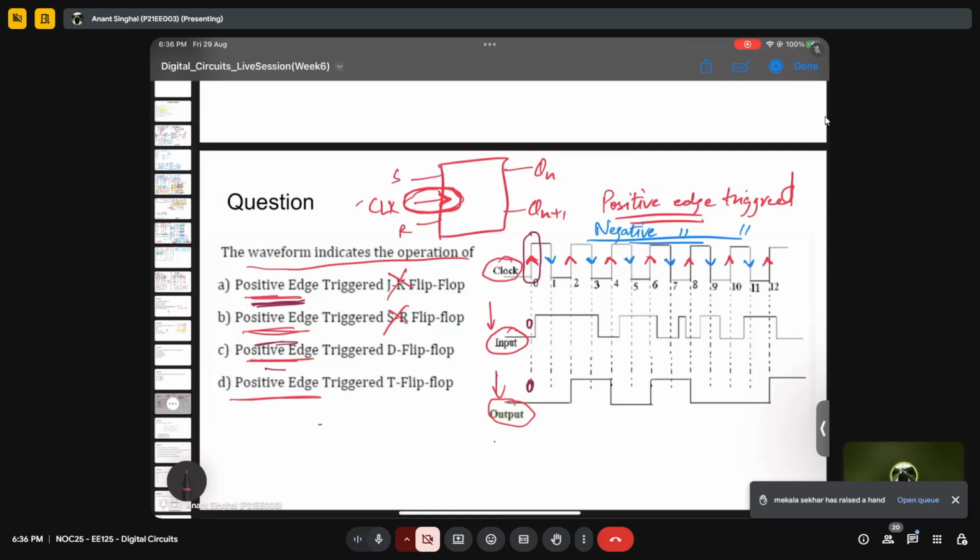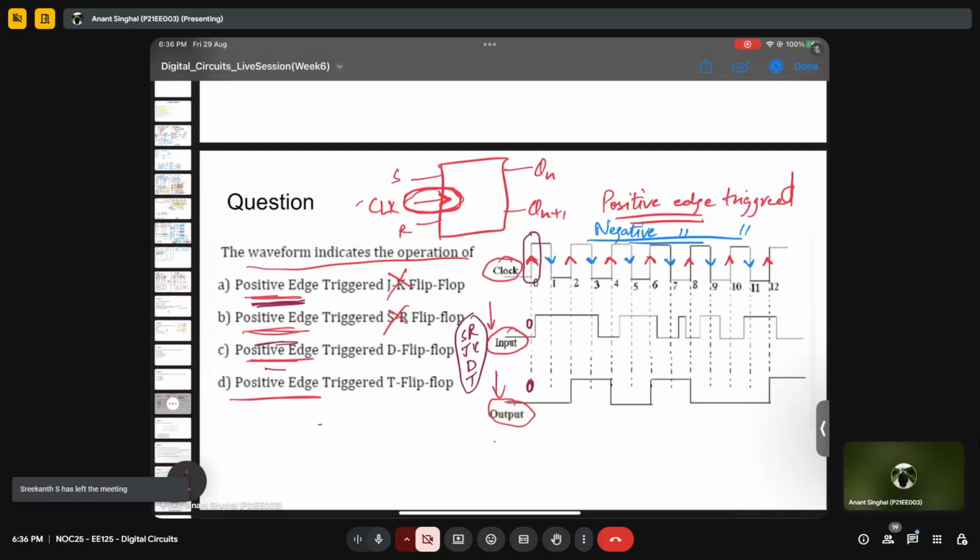Yes, is there any doubt? Who has raised the hand? Input and output: input is Qn and output is Qn plus 1? No. Input is always either S, R, or J, K, or D, or T. Qn is the state. It is a present state. You cannot say that this is the input. Based upon all these combinations, there is a next state that comes as an output. So this is the output.